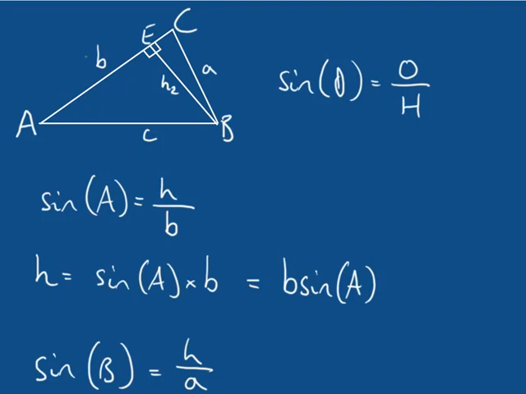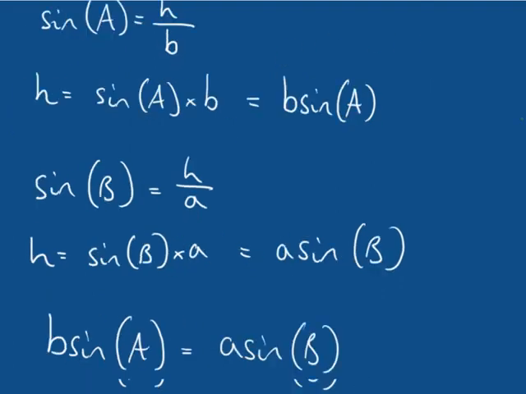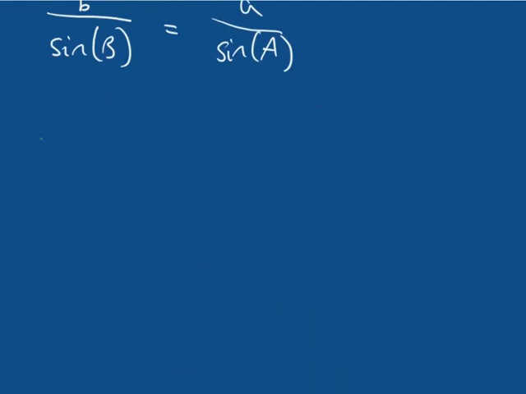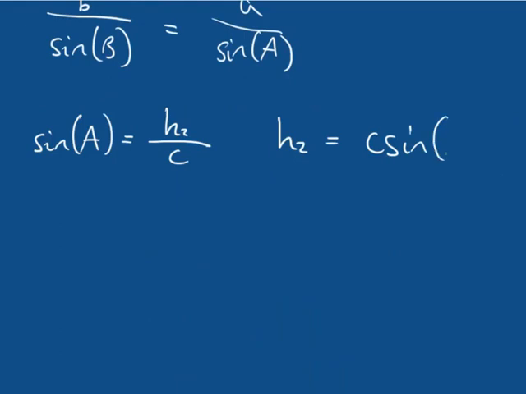So looking at ABE, we can see that the sine of A is going to be equal to the opposite, H2 over the hypotenuse, C. So if I was to scroll down, I'm going to have to squeeze this in so we don't run out of room, but we know the sine of A is equal to H2 over C. That means that H2 is equal to C sine of A.